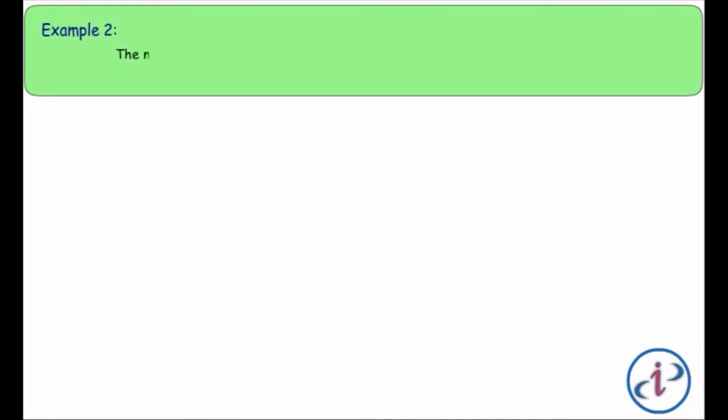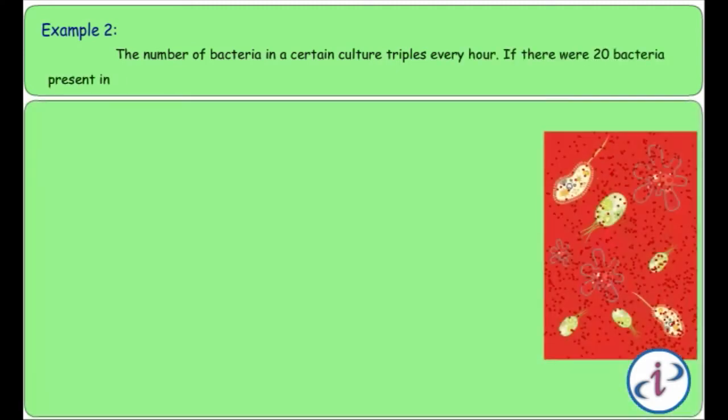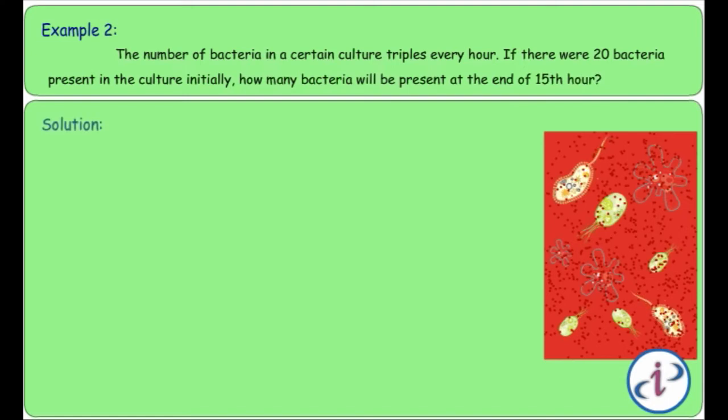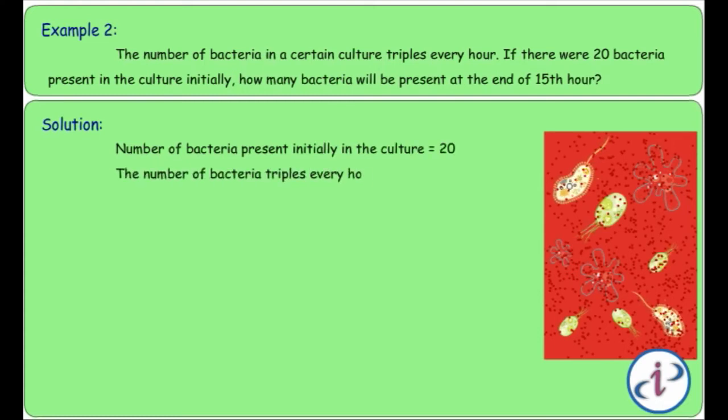Example 2. The number of bacteria in a certain culture triples every hour. If there were 20 bacteria present in the culture initially, how many bacteria will be present at the end of 15th hour? Solution. Number of bacteria present initially in the culture is equal to 20. The number of bacteria triples every hour. So, the number of bacteria present at the end of first hour is equal to 3 times 20.